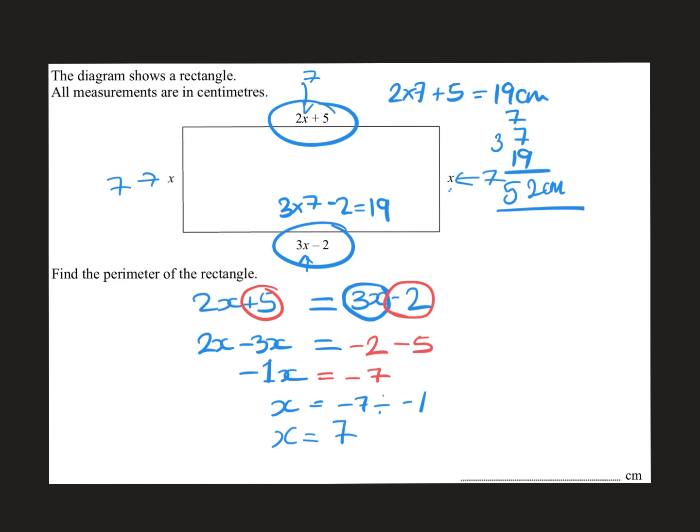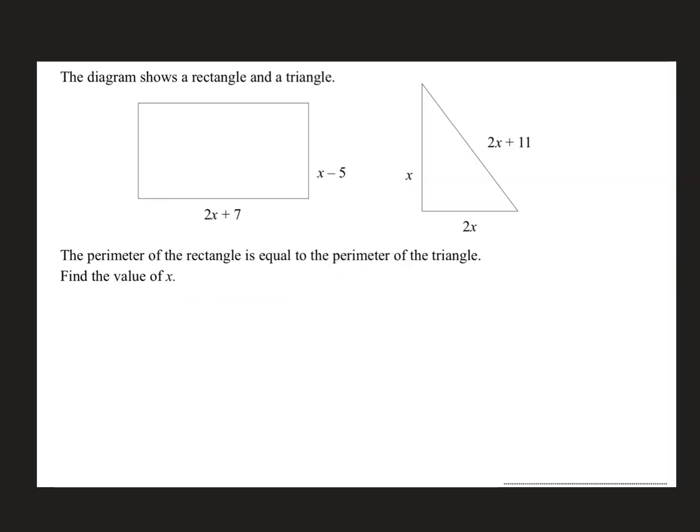Alright, so let's take a look at another question that you could come across. So again, we're involving shapes here. It says the diagram shows a rectangle and a triangle. So we've got a rectangle and a triangle, and it says the perimeter of the rectangle is equal to the perimeter of the triangle. So again, we've got that word equal, which means we'll be using this symbol. It's telling us that the rectangle perimeter is the same or is equal to the triangle perimeter.